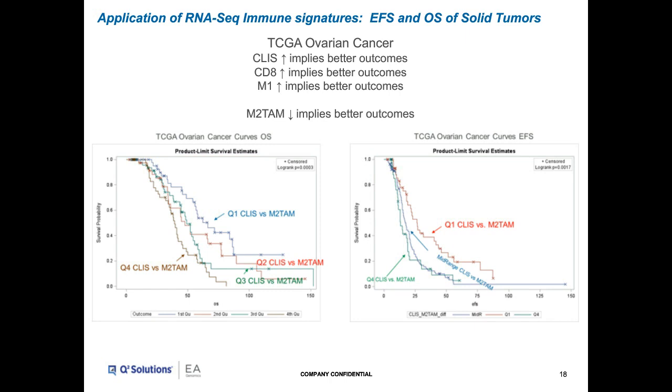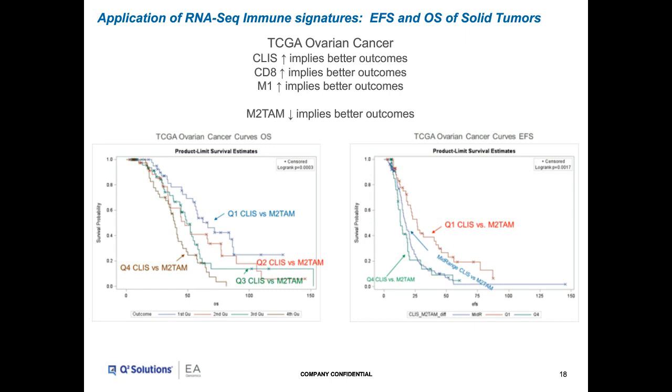But here, when we look at both overall survival on the left and event-free survival or time to recur on the right, when you examine two of the signatures, the cytotoxic lymphocyte immune signature versus the M2 TAM, and you arrange them in order such that the top quartile reflects patients who have high levels of cytotoxic lymphocytes and low levels of the M2 TAM cell type, versus the opposite, the fourth quartile, where they may have low levels of cytotoxic lymphocytes and higher levels of M2 TAM, you see that there's actually a very significant differentiation along all the quartiles for both overall survival and event-free survival.